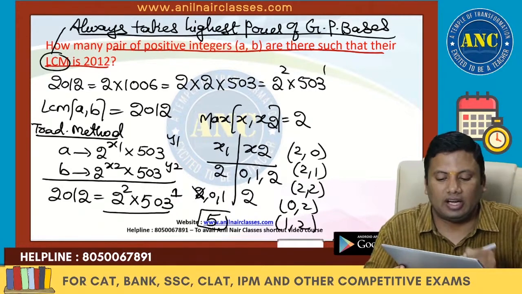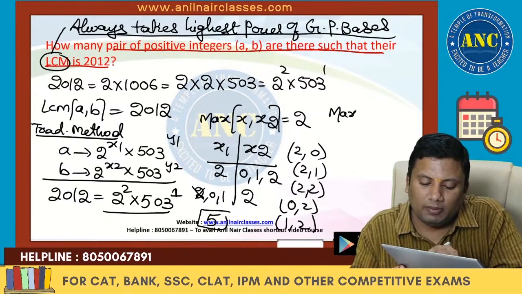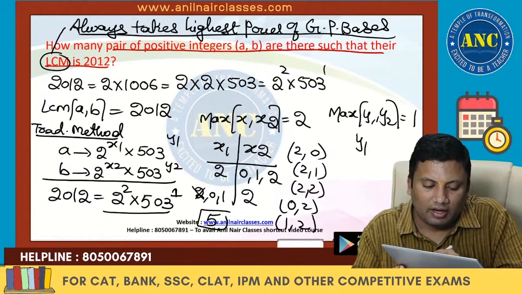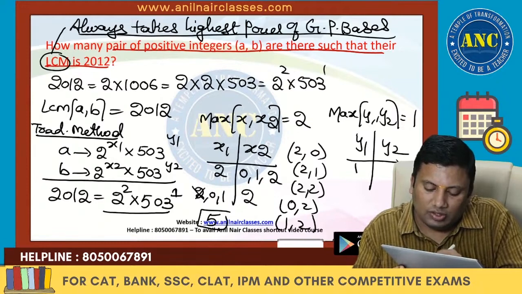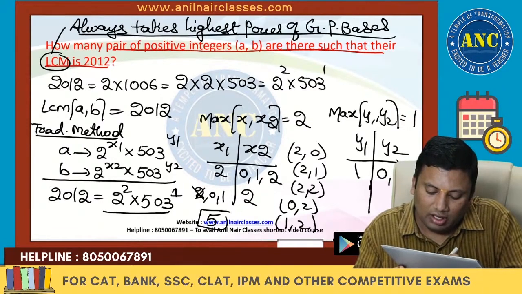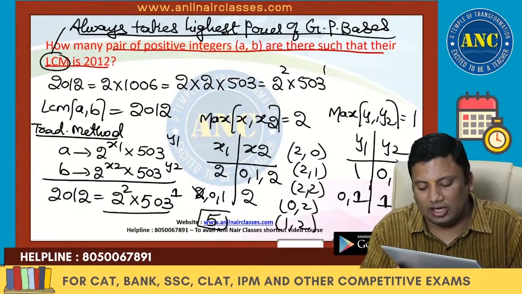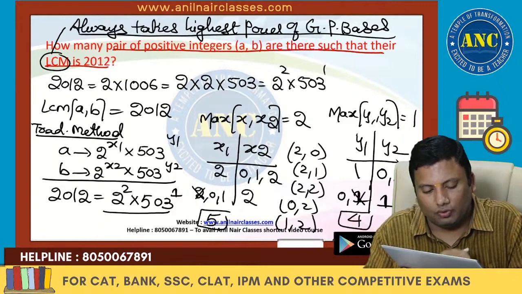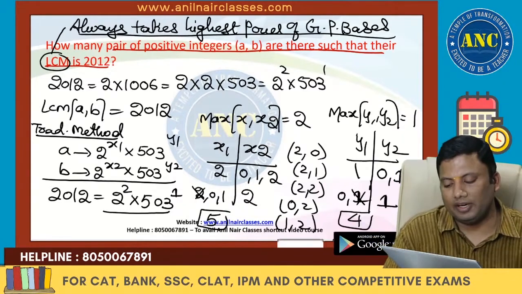I hope it is clear. Similarly, maximum of y1 and y2 is 1. So if y1 is 1, y2 is 0 and 1. If y2 is 1, y1 is 0 and 1. So 1 comma 1 is eliminated as a repeat. So this is nothing but 5 into 4. 5 into 4.